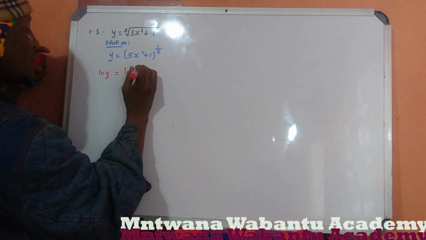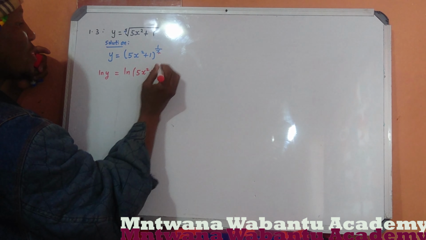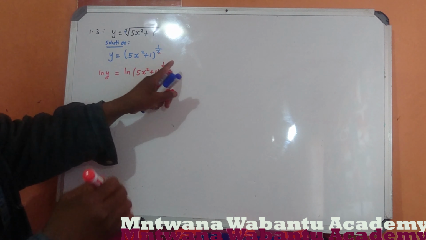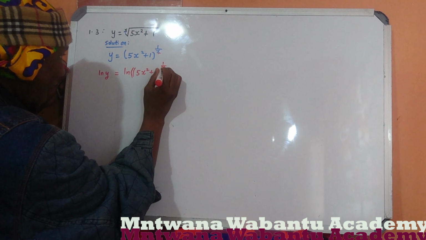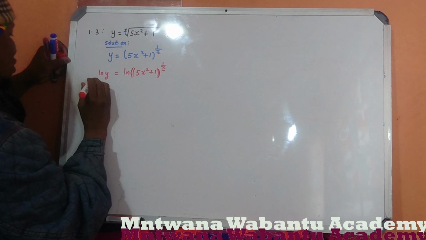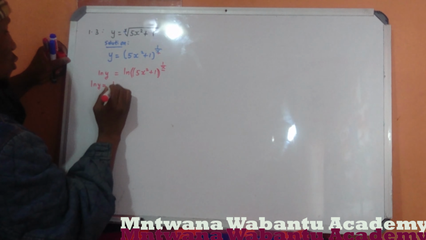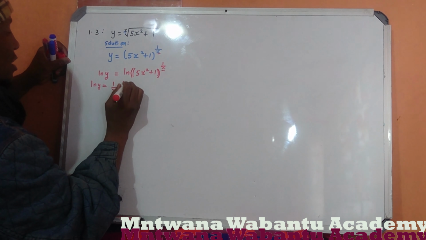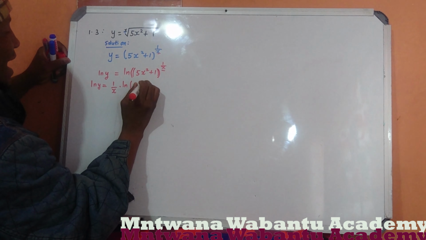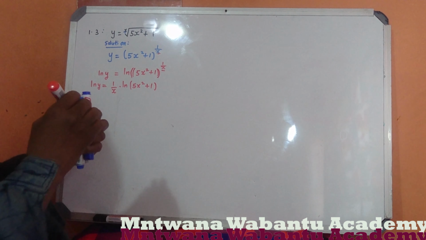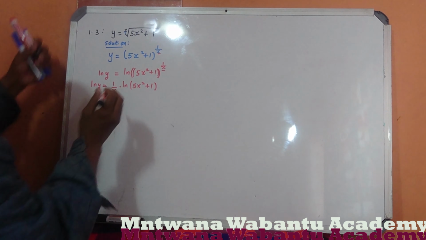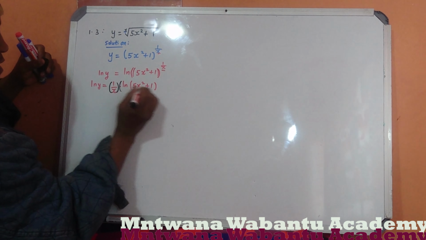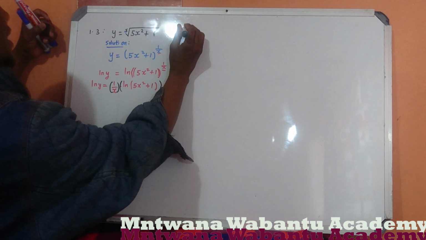Ln of 5x^2+1 to the power of 1 over x, and then take the power to the back of the ln. So this is going to be ln of y equal to 1 over x, then multiplied by ln of (5x^2+1). So now from here we can do the product rule. The product rule is applicable here because we have a first function and a second function.